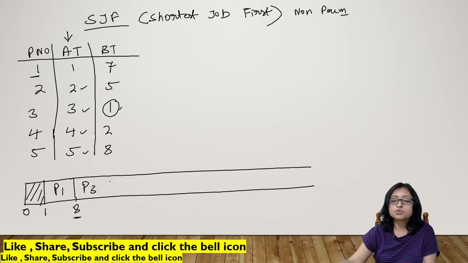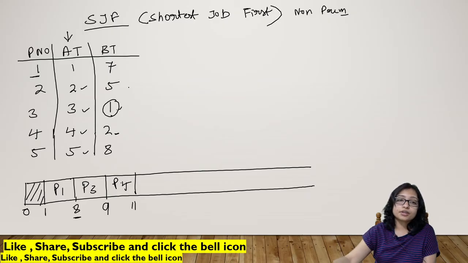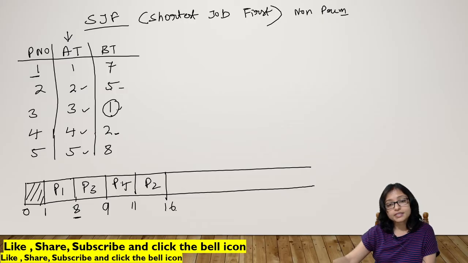Most of the time students make mistakes here. So P3 runs till 9 because its burst time is 1. After that, who is the shortest one? After this one, the shortest one is P4. So P4 will get the chance and execute till 11. After that, the next one is P2. P2 will get the chance. Its burst is 5, so it will go till 16.